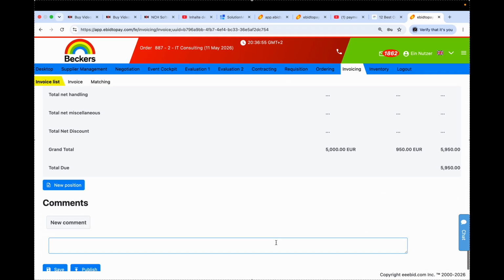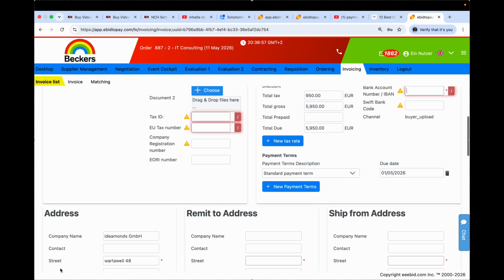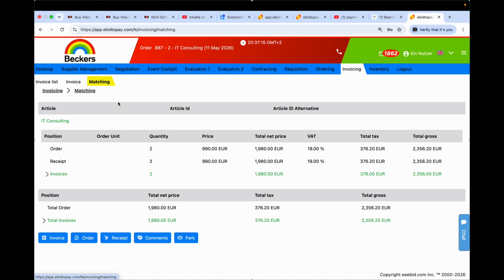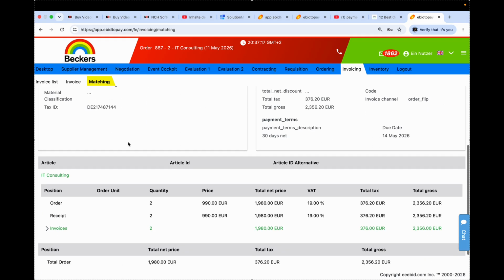And basically, once we're having all the mandatory fields filled, the payment can be triggered. And there's also scheduling options so that it's automatically going out on the last day. And like this, we're having here a situation which is to be processed in a correct way.